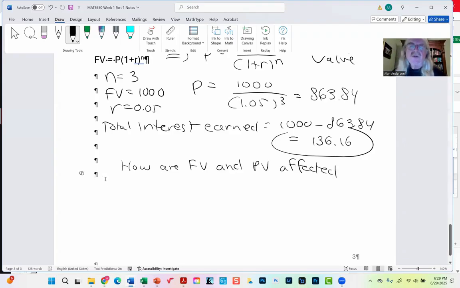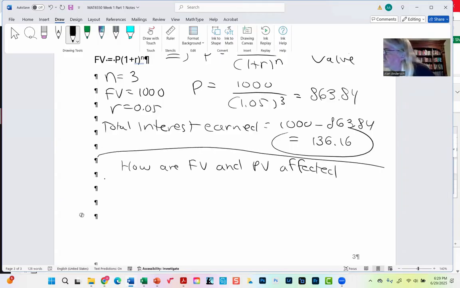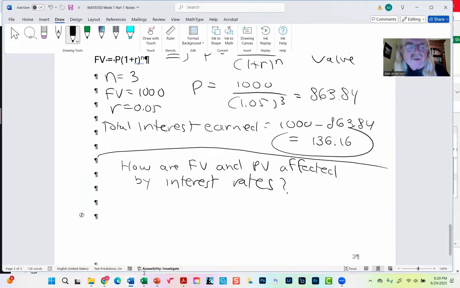What I'd like to be able to do is show you the relationship between the rate of interest and the present and future values. In fact, we could go into Excel and create a nice little chart so you can create a graph and see how these are affected by different interest rates. So how are PV and FV affected by interest rates? Well, you know what? Maybe we can do it right now. Hold on one second. This shouldn't take too long.